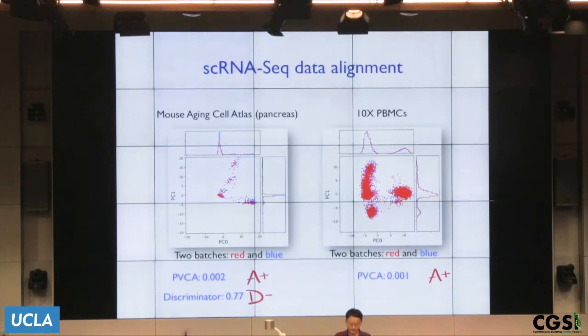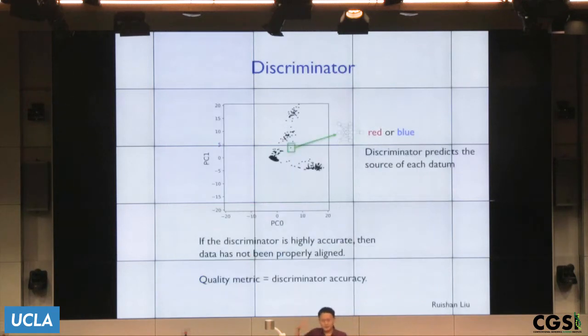Yeah. So my metric is going to be this discriminator that takes this input. It's a standard machine learning problem: takes a random set of these cells, trains a classifier on a set of cells, and predicts on the rest of the cells. Can you predict whether it comes from red or blue?